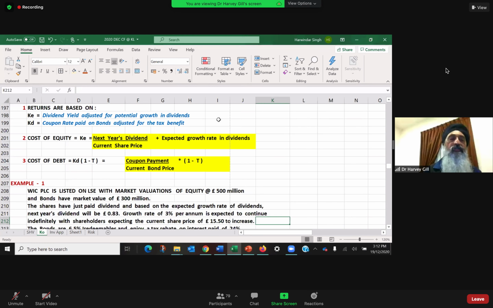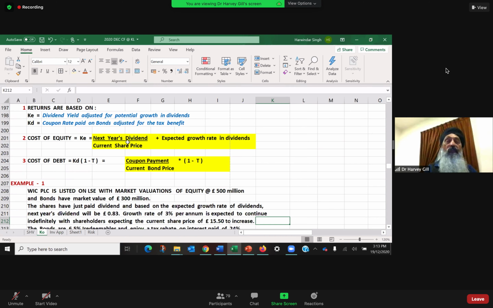So the formula is simple. You need to remember a couple of formulae here. Cost of equity is next year's dividend divided by current share price plus the expected growth rate in dividends. I've purposely written this down in English so that you can see the logic of it.